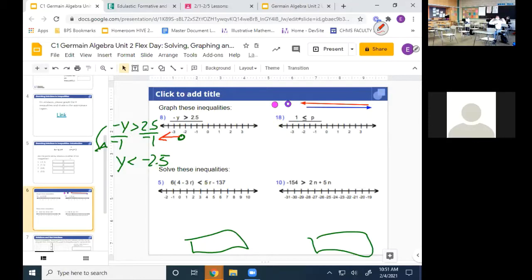Now 18 was significantly easier. What are we doing to graph 16 or 18? What do I have to do to it? Nothing. And what kind of dot are we going to use for this one? A closed dot at what number?